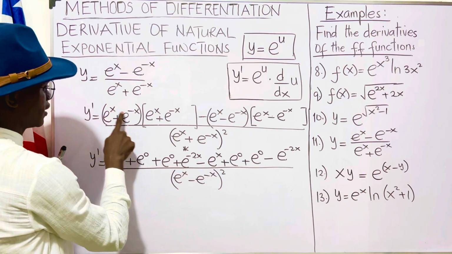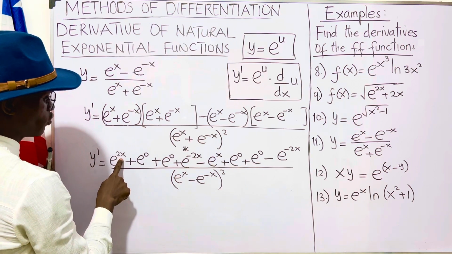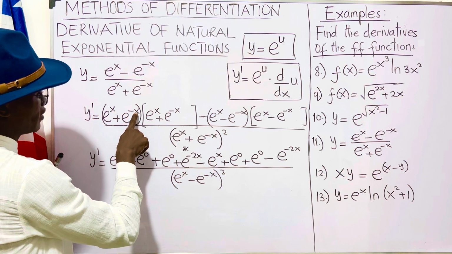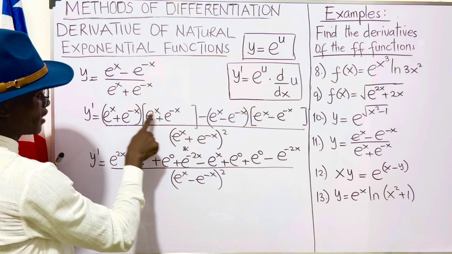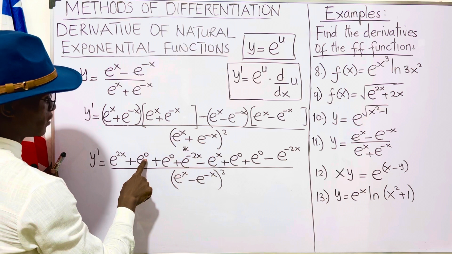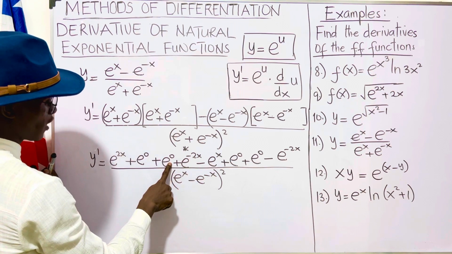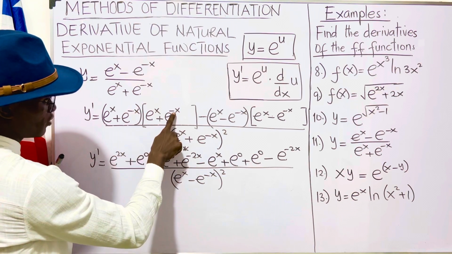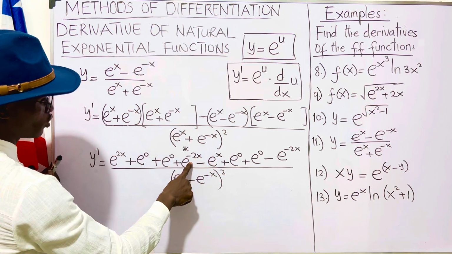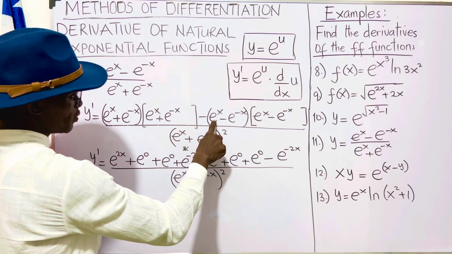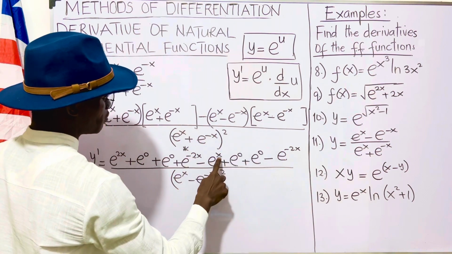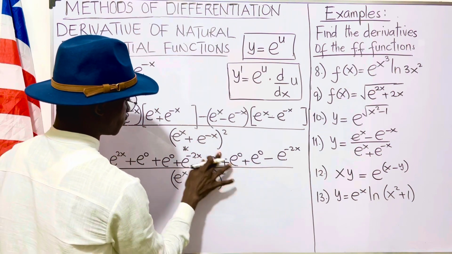e raised to the power x times e raised to the power x is e raised to the power 2x. e raised to the power x times e raised to the power minus x is e raised to the power 0. e raised to the power minus x times e raised to the power x is e raised to the power 0. e raised to the power minus x times e raised to the power minus x is e raised to the power minus 2x. On this side, e raised to the power x times e raised to the power x is e raised to the power 2x. Okay, so this is 2x.